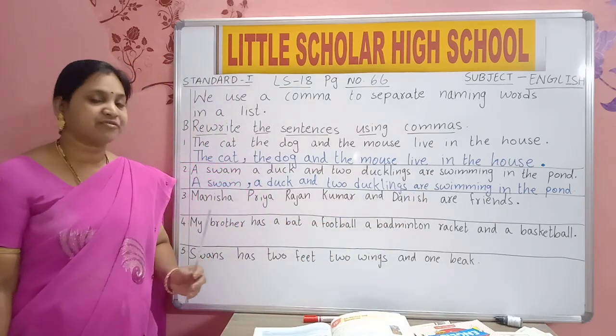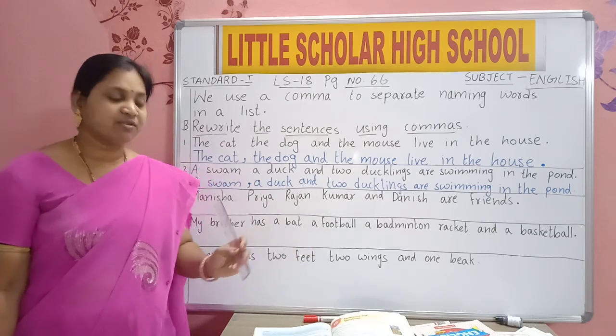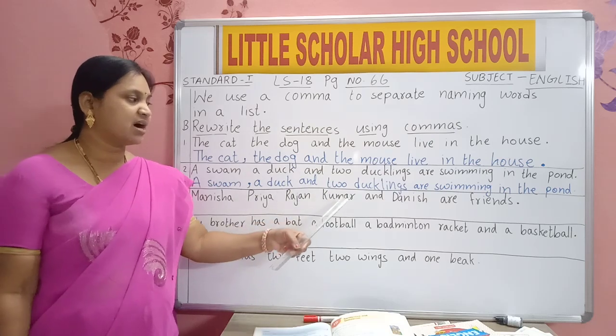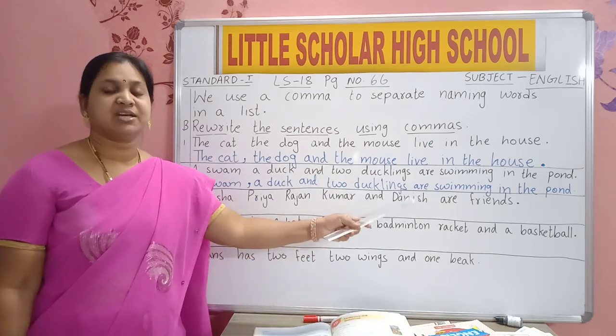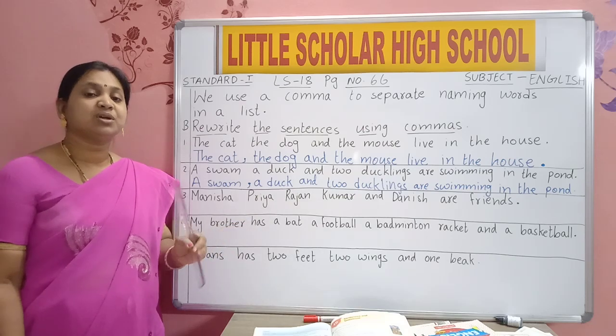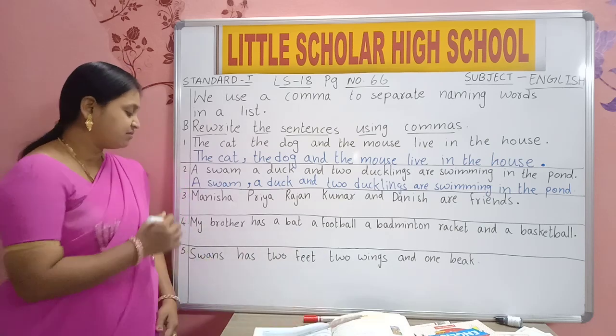Here the names of friends are given. Yes, names of people: Manisha, Priya, Rajan, Kumar and Dinesh. Yes, names of people are given. So what should we do? We should put commas to separate the names of these people. Yes, shall we write?